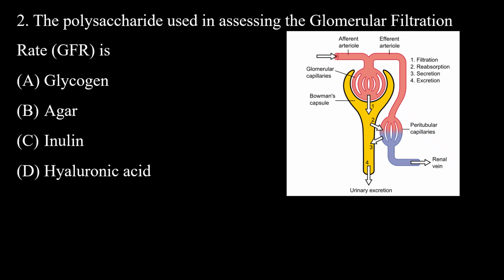Question number 2 is, the polysaccharide used in assessing the glomerular filtration rate is A, glycogen, B, agar, C, inulin, D, hyaluronic acid. The right option is C, inulin. As inulin is smaller in size and cannot be metabolized in the body, it is excreted as it is from the kidneys. So inulin is used to assess the kidney functions.